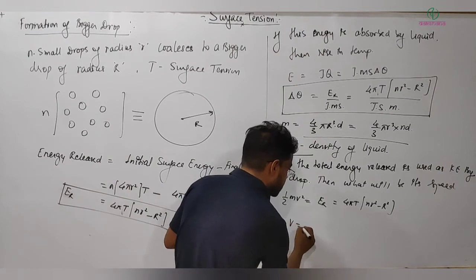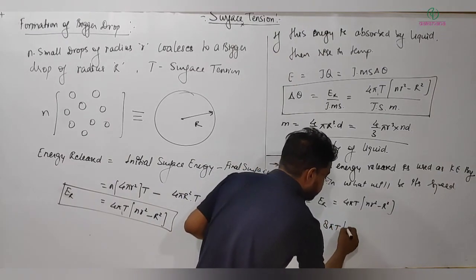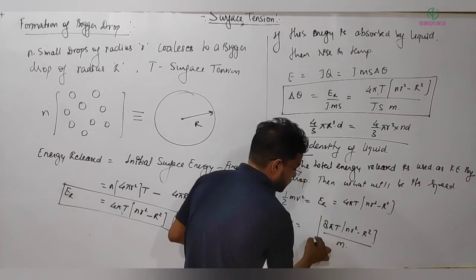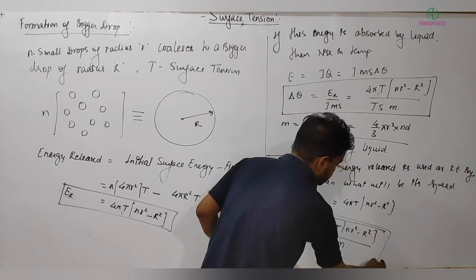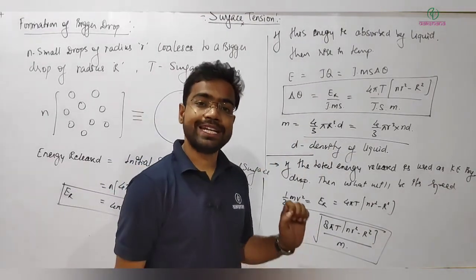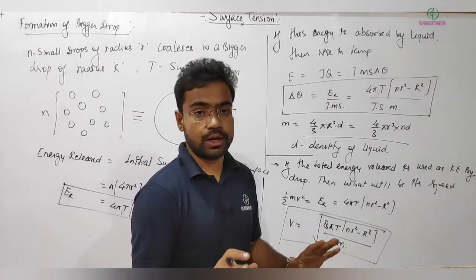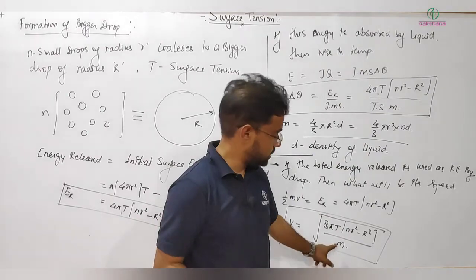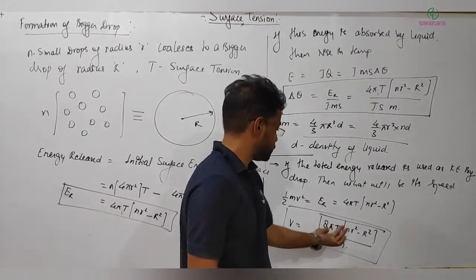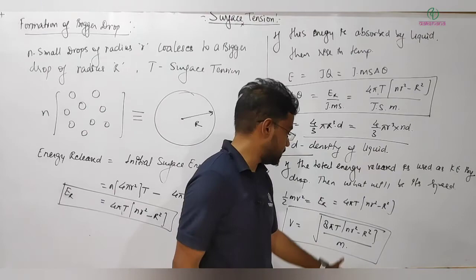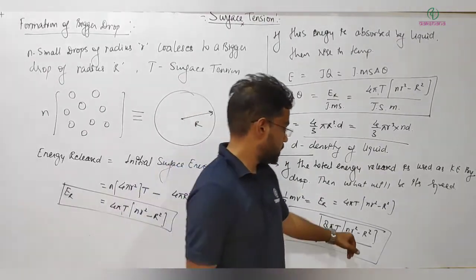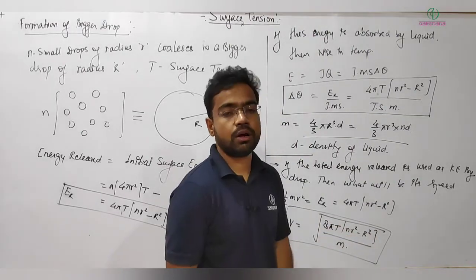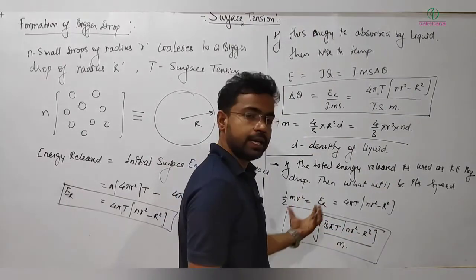So v is coming out to be the square root of 8 pi T (n r square minus capital R square) divided by m. This will be the velocity. Depending on the information given to you in the problem, if mass is not given straightforwardly, you can write it in terms of density and volume and so on. If you are given n number of drops and the small radius, then you can get the bigger radius also by taking equal volume for the initial and final situation.